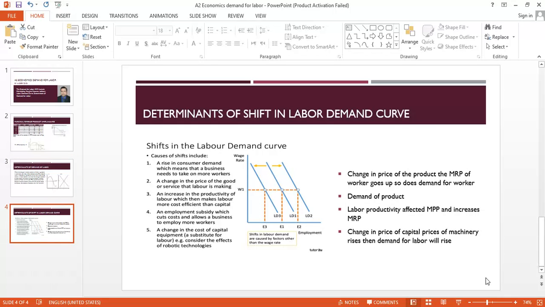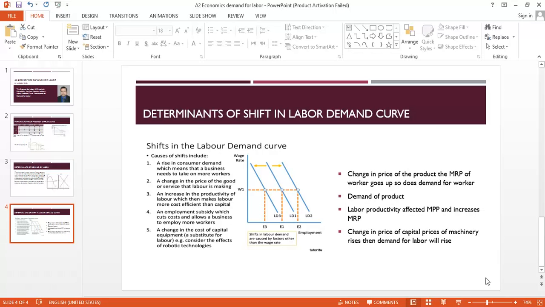Now this demand curve, this labor demand curve, can shift, and the factors that shift the demand curve, other than price, are known as the determinants of demand of labor. Very quickly, what are these determinants of demand of labor? The price of the product itself. So if the price of the product that the worker is making goes up, then the MRP goes up. Then the revenue generated by one extra worker goes up.